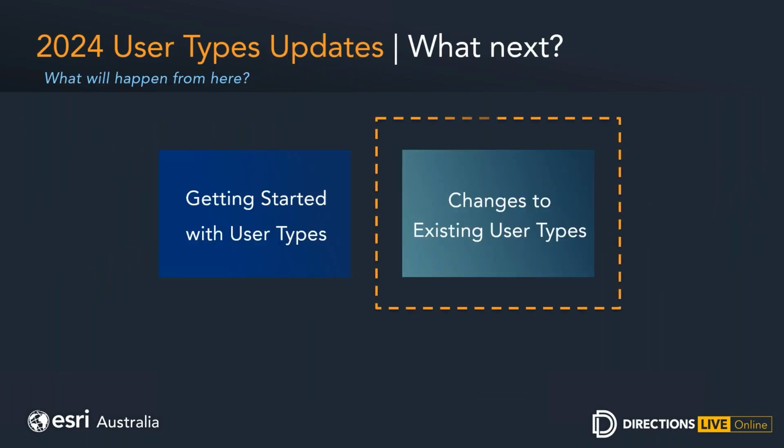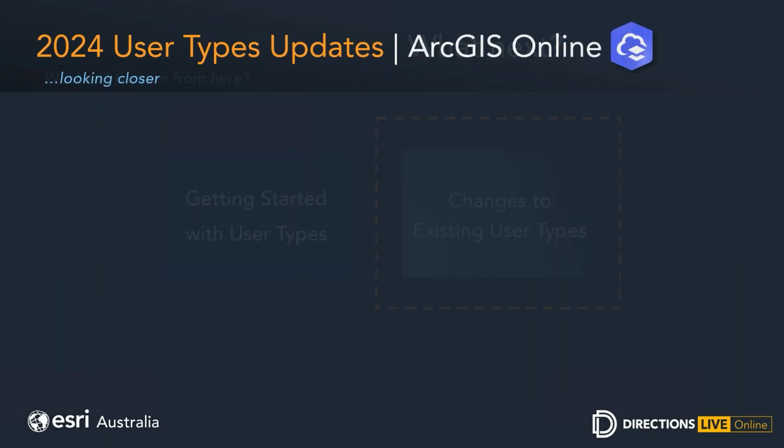And Tar, can you take us through the changes to the existing user types? Yep, absolutely. So let's take a closer look at what the updates will look like for ArcGIS Online as well as ArcGIS Pro that's accessed in ArcGIS Online.